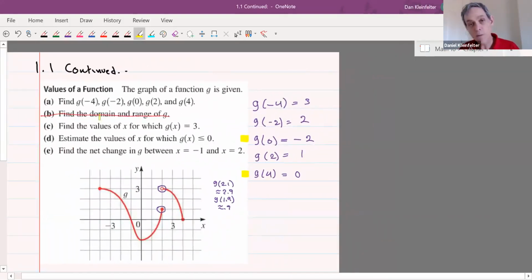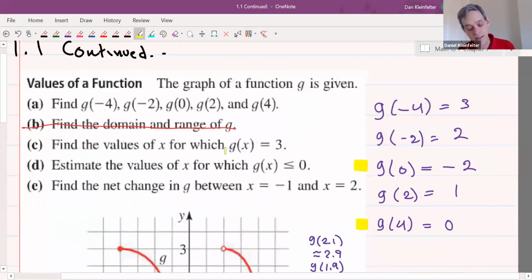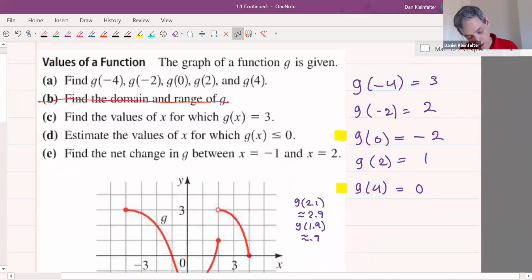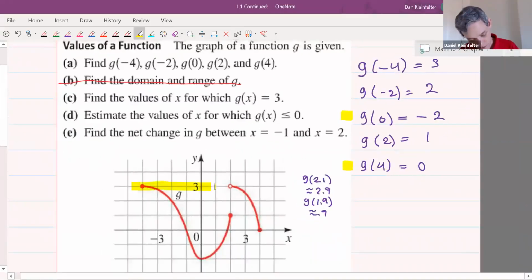Okay, we're going to skip over B because we haven't done domain and range yet. Here in part C, it says find the values of x for which g of x is equal to 3. So here, we don't want to put in an x of 3, right? Here, we don't know the x. It says find the x. We want to find the x so that the output will be 3. So where's the output equal to 3? Okay, there's where the output is 3.